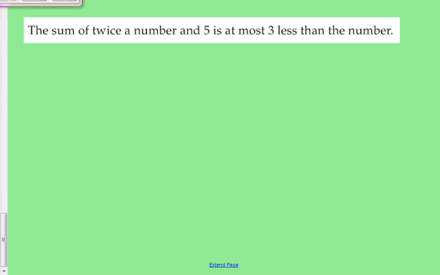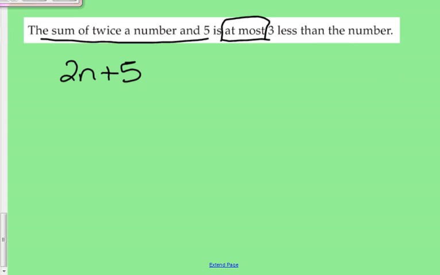And I'm going to wrap this up. The sum of twice a number and 5. So we're going to write that first. Twice a number and 5. That's the sum, means add. Is at most, here's a common word form for an inequality. At most. That means, can it be more than? And no, at most means that's the max. So it's going to be less than or equal to, because at most it can be 3 less than the number. So the number minus 3. So that's what you have to watch when you work these out and what those words mean.